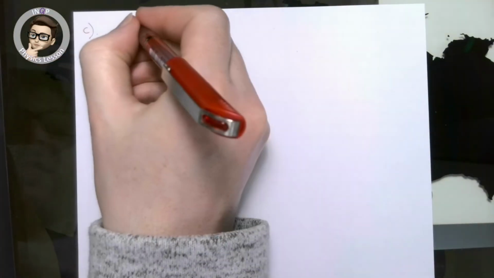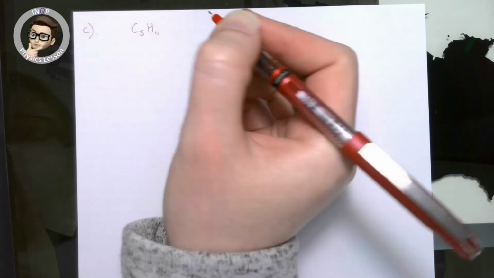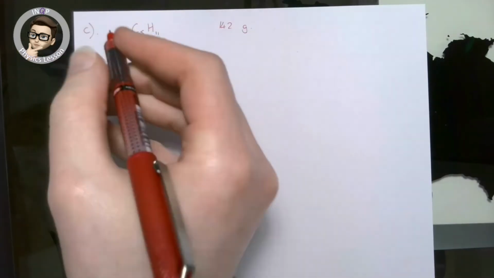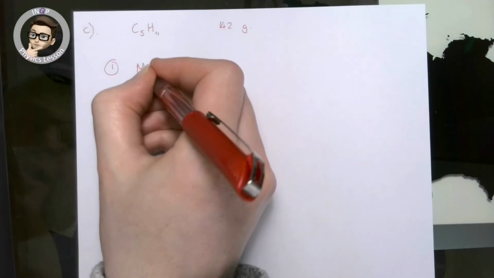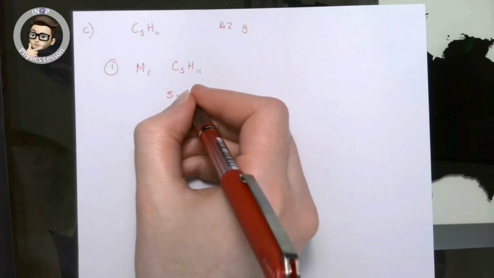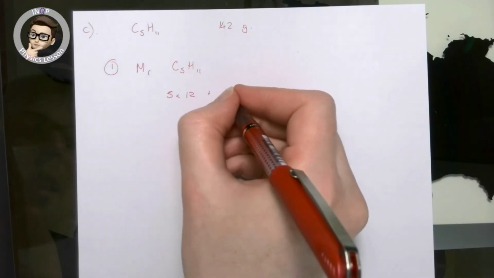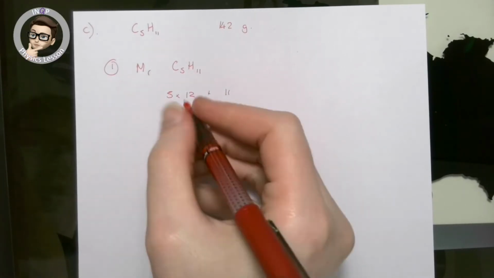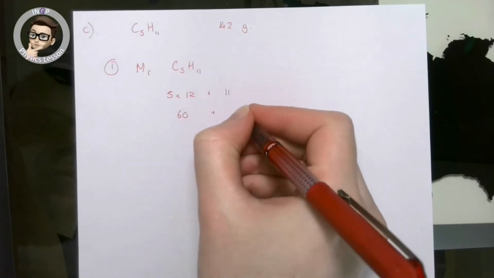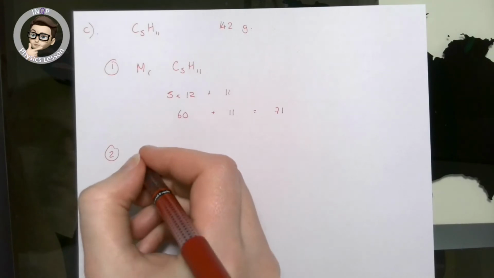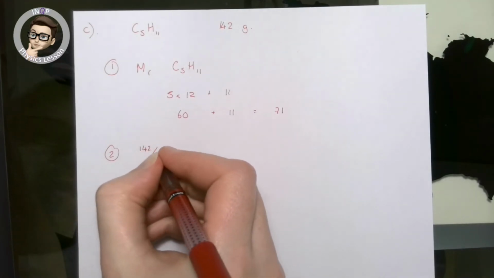Part C, we're given C5H11, and we know the formula mass is 142 grams. So step 1, let's work out the Mr of C5H11. That's going to be 5 lots of 12 plus 11. And 5 lots of 12, turn the calculator on, that'd be helpful, is going to be 60 plus 11, which is going to give us 71. Step 2, we're going to do 142 divided by 71.